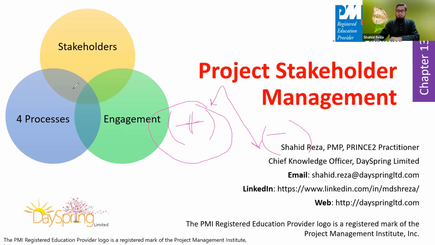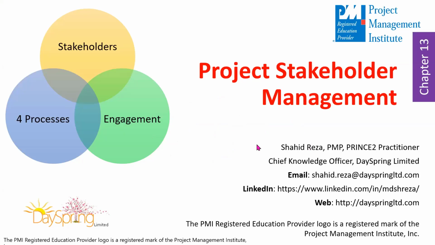So as a project manager, you have to identify who are the stakeholders. First activity, first work of a project manager is to identify who are the stakeholders of your project and what are the expectations of those stakeholders in the project, and work accordingly to manage them, to engage them, to satisfy them. So we'll discuss 4 processes in this knowledge area, and main focus of this knowledge area is the engagement.